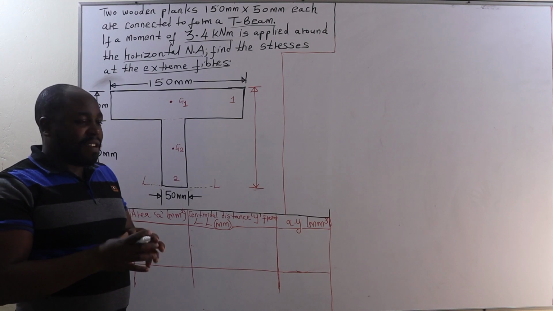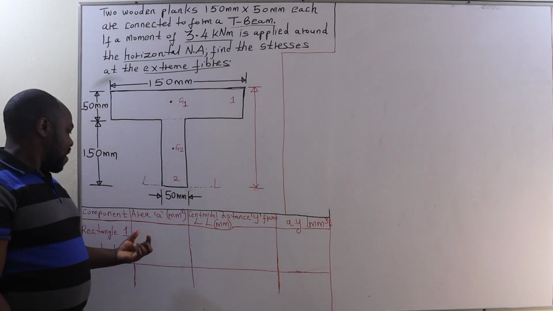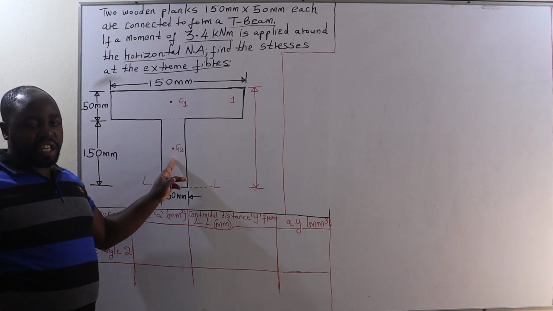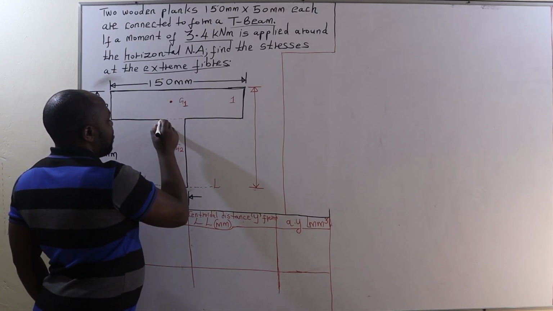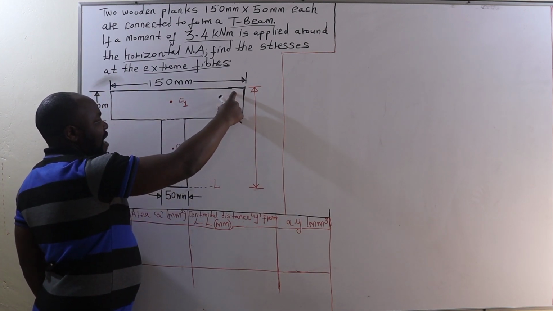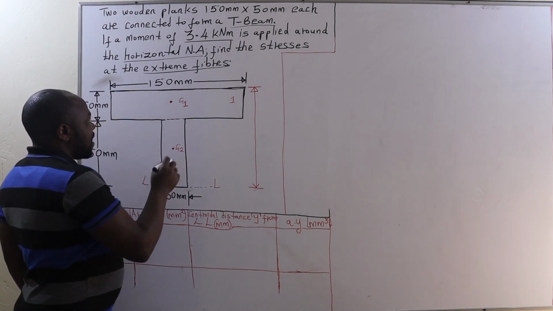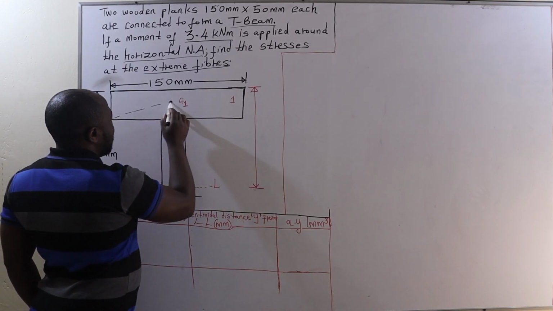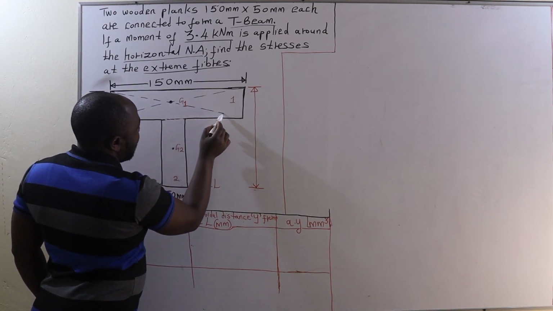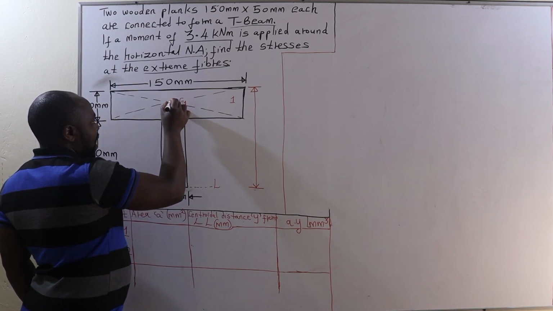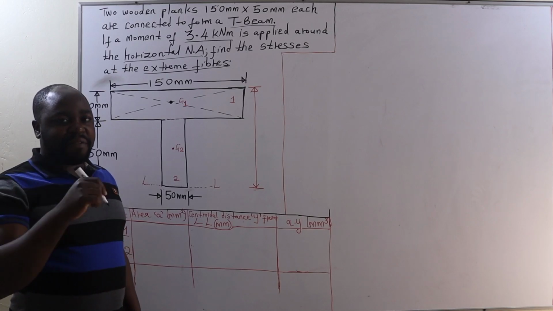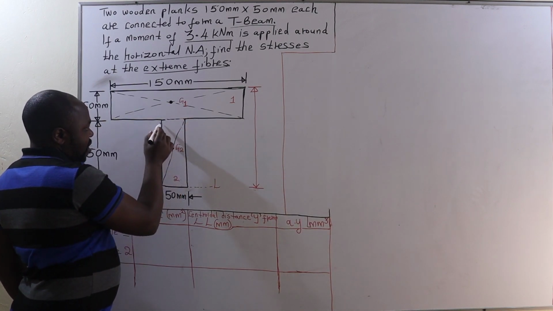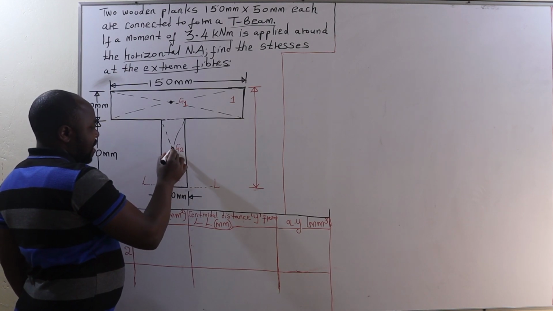For us to be able to get the position of the center of gravity, we are going to use this table here, whereby we are going to have the component. Now we are going to divide this T-beam section into two parts. When we divide it at this point, we are going to have rectangle 1 and rectangle 2. The center of gravity of rectangle 1 is this one. Now to locate the center of gravity of a rectangle, you just need to join the diagonals of that rectangular section, and where the two diagonals meet, that becomes the center of gravity of that rectangular section. Likewise for this one here, you join the diagonals, and where they meet, that becomes the center of gravity.